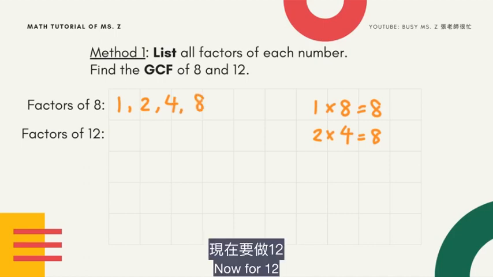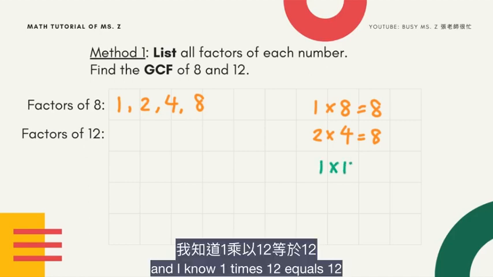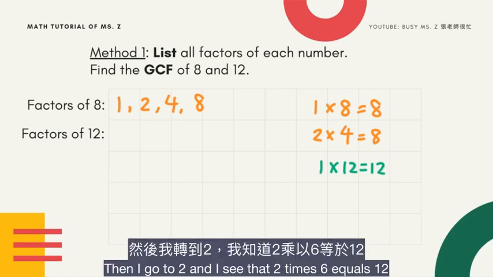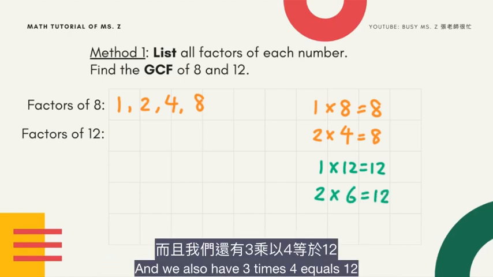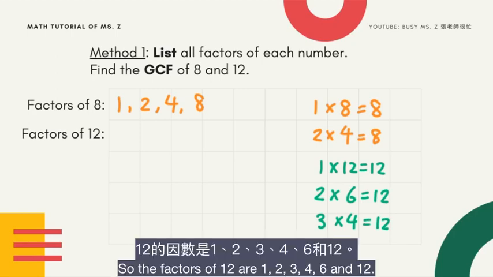Now for 12, I also want to start with 1 first, and I know 1 times 12 equals 12. Then I go to 2, and I see that 2 times 6 equals 12. And we also have 3 times 4 equals 12, and looks like that's it. So the factors of 12 are 1, 2, 3, 4, 6, and 12.